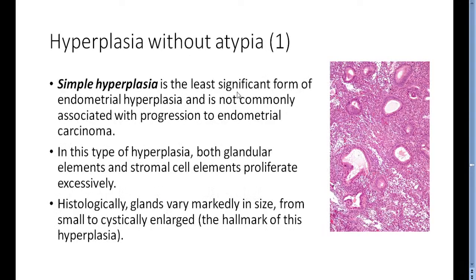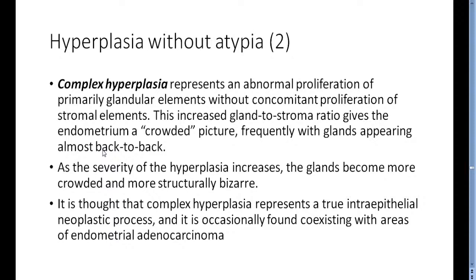Simple hyperplasia is the least significant form of hyperplasia and is not commonly associated with progression to endometrial carcinoma. In this type of hyperplasia, glandular elements and stromal cells proliferate extensively. Histologically, glands vary markedly in size, from small to cystically enlarged, and this is pathognomonic for hyperplasia, large glands.